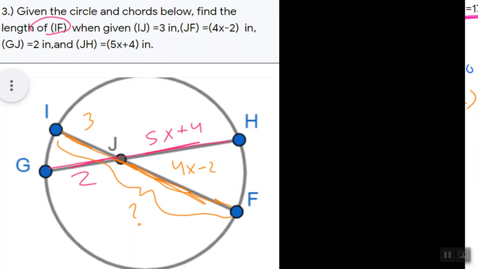Alright, all I'm going to do is help you set up the initial statement, and I'm going to let you finish off the rest. So what could we say here? We could say that part 1, IJ, times part 2, JF, must be equal to GJ times JH. Now I leave y'all to finish it off from there, but that is how you would set it up.